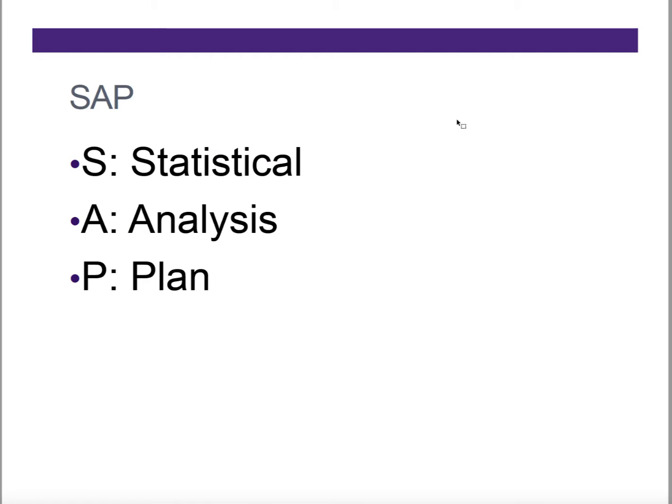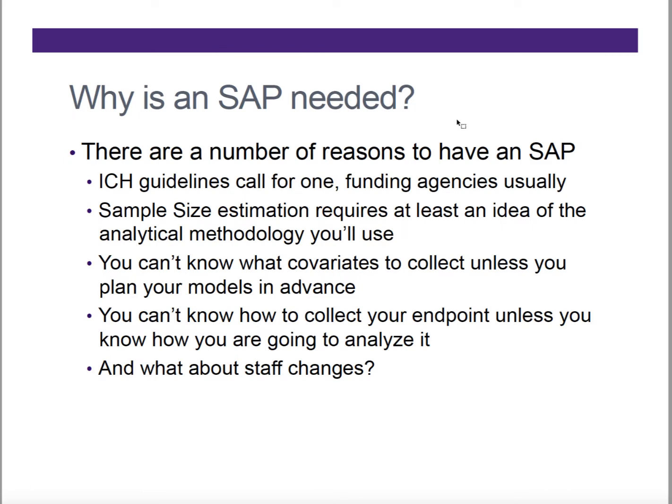Perhaps very obviously, SAP stands for Statistical Analysis Plan. And there are a number of reasons why you need to have an SAP. The ICH guidelines call for one. Funding agencies also usually call for one. Sample size estimation requires at least an idea of the analytical method you'll use. You can't possibly know what covariates to collect unless you plan your models in advance. And you also won't know how to collect your endpoint unless you know how you're going to analyze it.